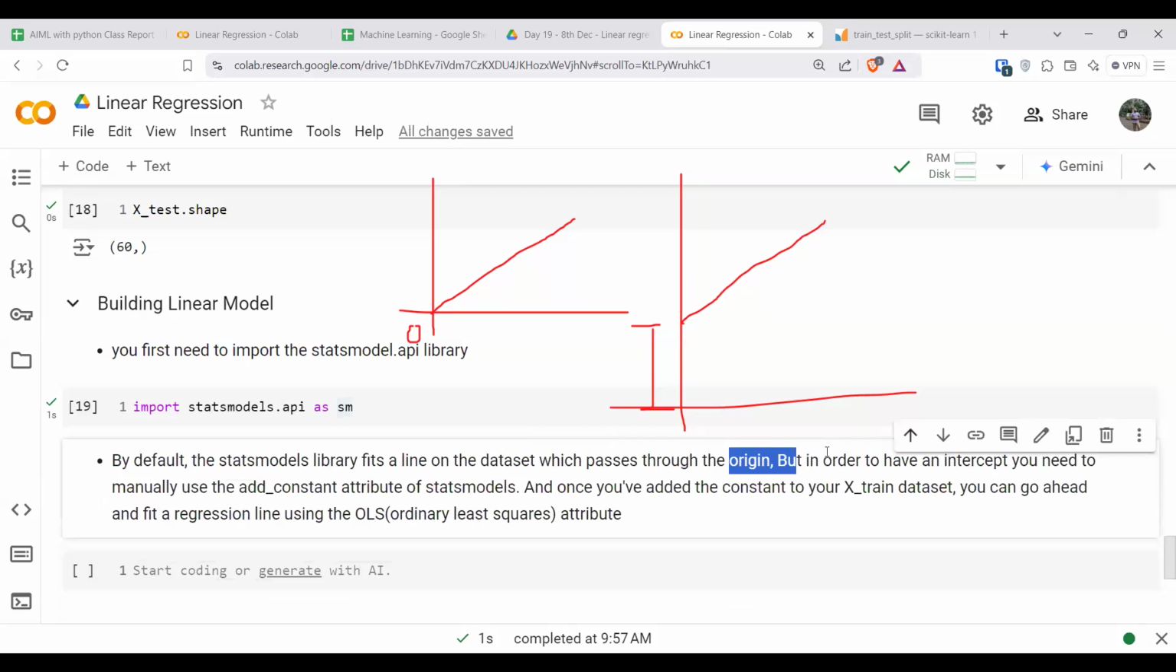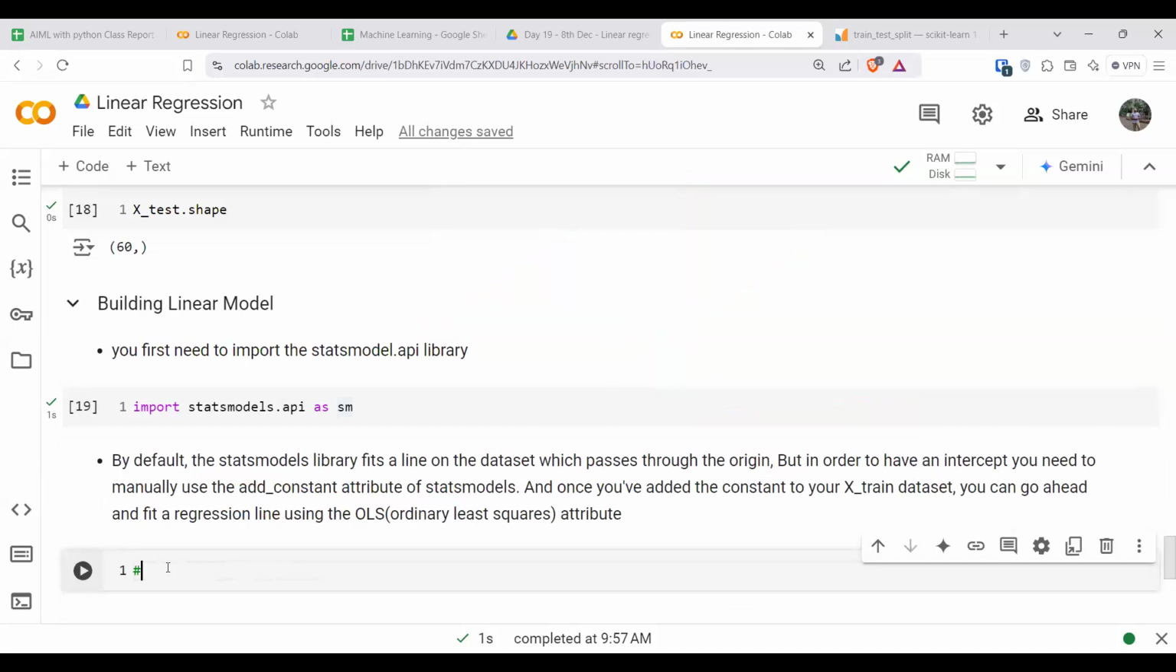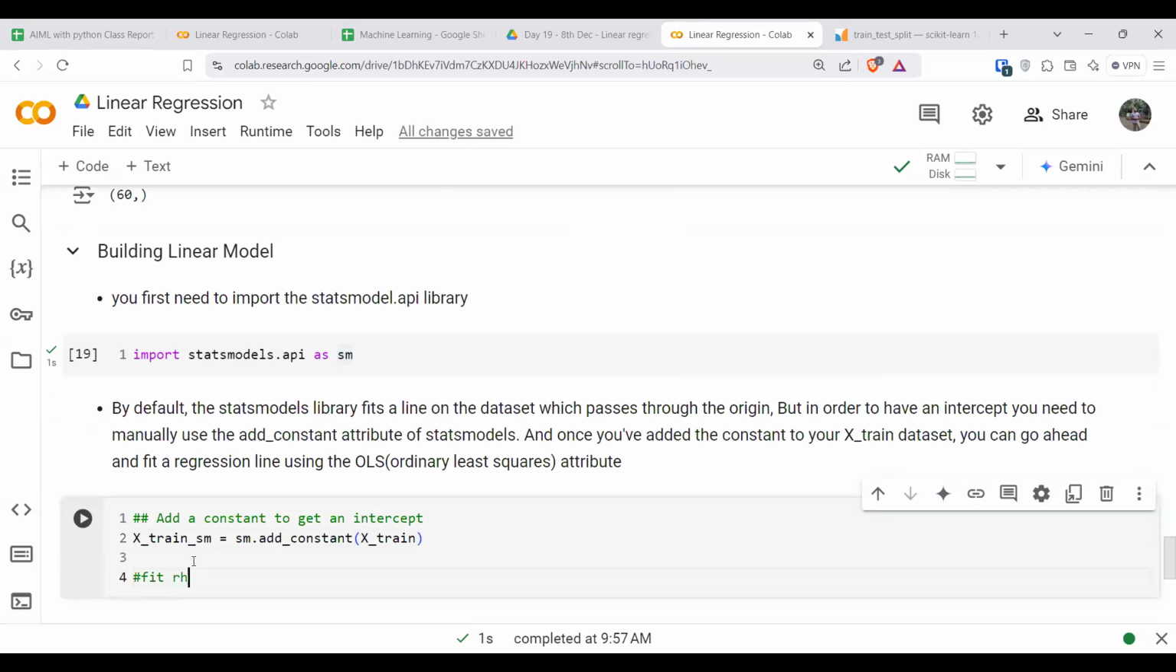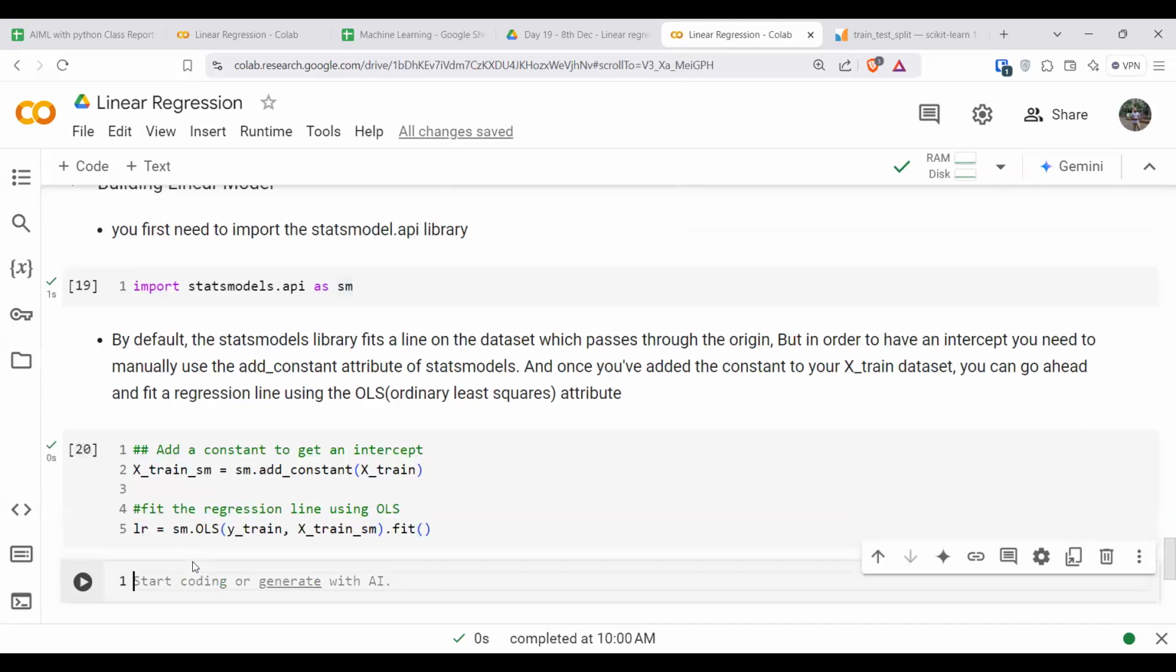So by default, it will pass through the origin, but in order to have that intercept, the C value, you need to manually add the constant attribute of statsmodels. So we'll just do that, right? If you ask me why we are doing add_constant to get an intercept, you should be able to understand why. That is your C value of the equation, right? And then we are fitting the regression line using the OLS method. So object creation and model fitting happen at the same time. sm.OLS, that is known as the ordinary least squares method. It is a method in the statsmodels library to fit the regression line, right?